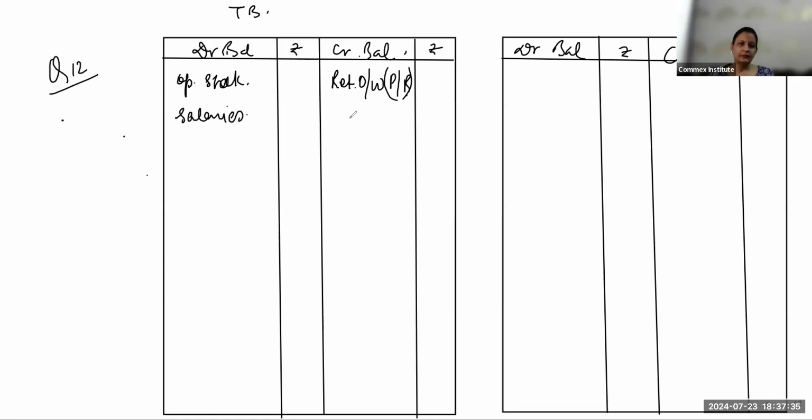Salary is debit. Creditors debit. Bank debit. Carriage inwards and expenses will be debited. Carriage inwards or carriage outwards, both are debited only.